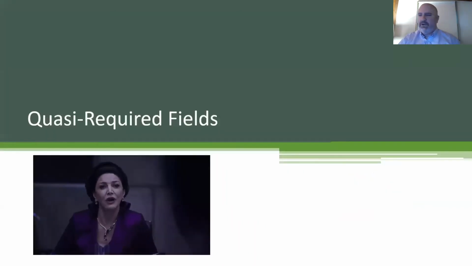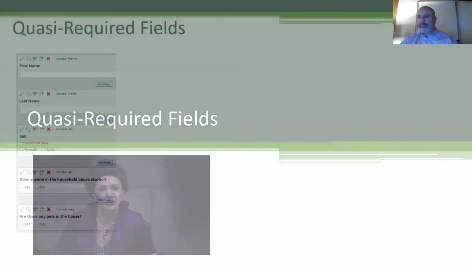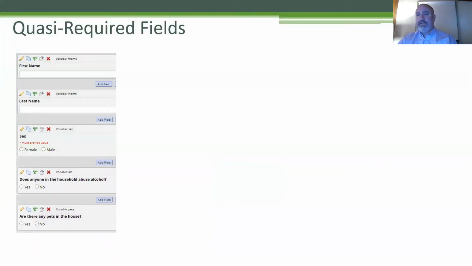So now we're going to talk about quasi-required fields. Most of you already know that REDCap has the ability to make certain fields required, but sometimes due to the sensitive nature of a question, it may be inappropriate to force an answer from participants. So what do you do when you have a sensitive question, but you really want participants to answer, but you don't want to make the field mandatory? One solution is to create what I call quasi-required fields. It's just a little technique.